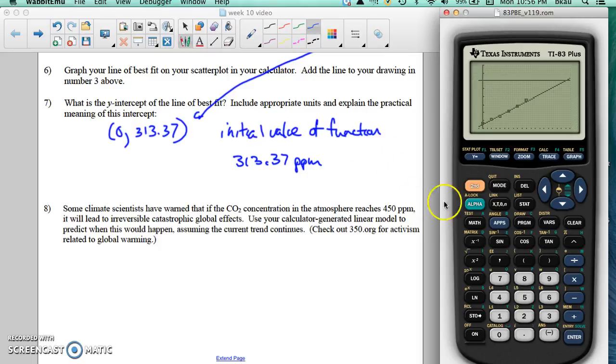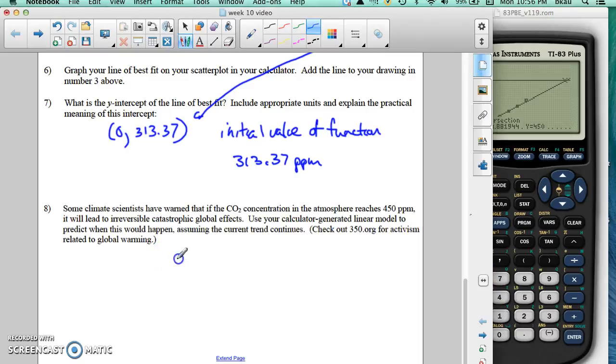So to do that, we just do second calculate, intersect. We hit enter for first curve. That's y1. That's what we want. We push enter. Second curve is the 450. We push enter. I guess we're going to move over closer to the guess to the right. We push enter. So it looks like the x value here is 94.88.